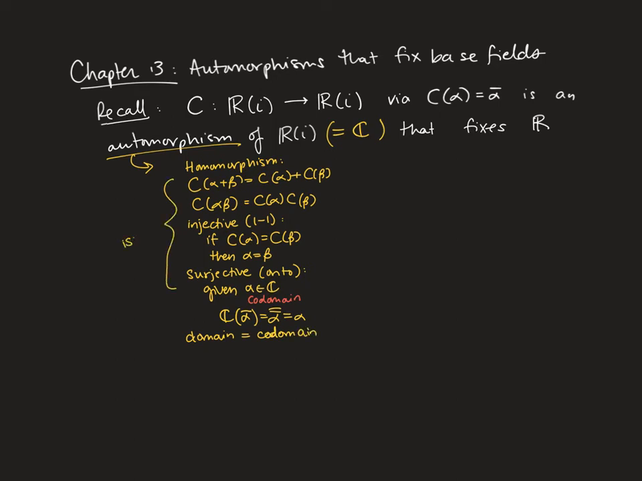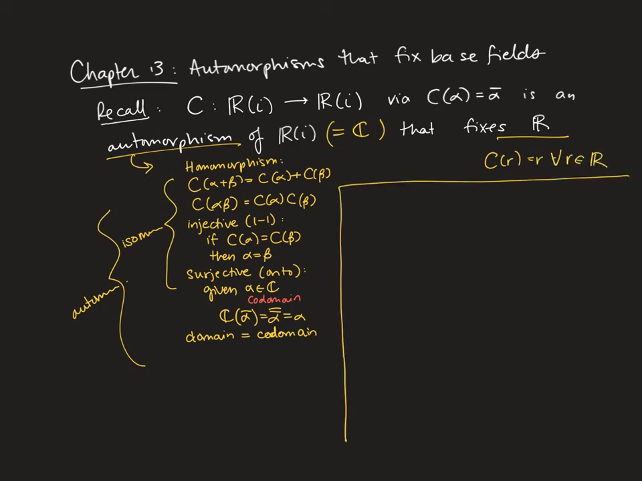So an isomorphism is when we have a one-to-one and onto, or a bijective homomorphism. And an automorphism is when we have an isomorphism from a space to itself. Okay, so what does it mean to say that it fixes R? Well, that just means that the complex conjugate of every real number is just the real number itself.